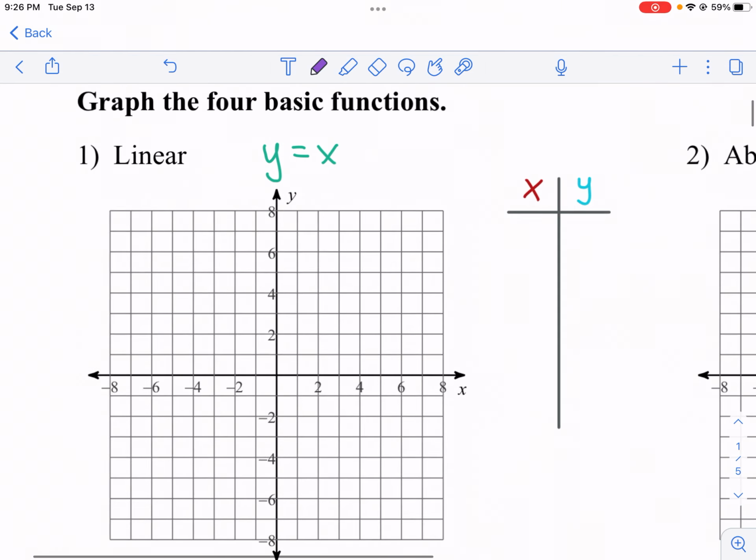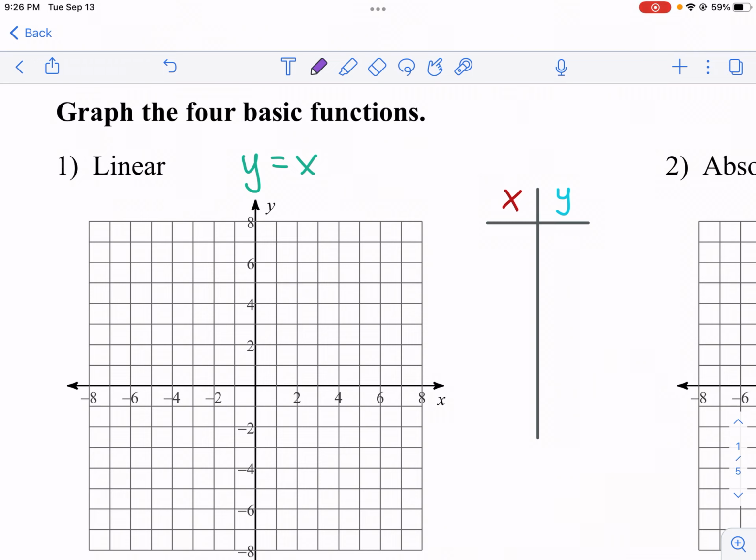So with linear, the equation is y equals x. We can make a table and input values of x and get a corresponding value for y. We could do something really simple like -1, 0, 1, 2, 3, and see what we get for y when we plug in those values. If you plug in -1, you get -1 for y because y is equal to x. If I plug in 0 for x, y is equal to 0. If I plug in 1 for x, y equals 1. So it's very simple.